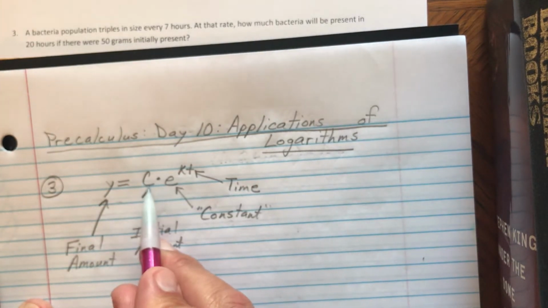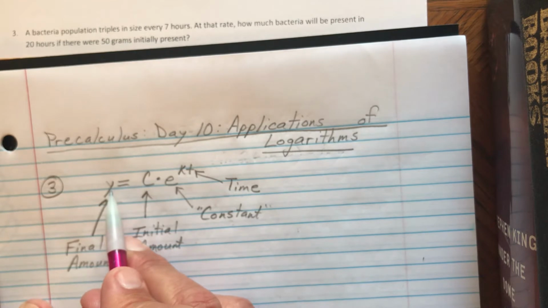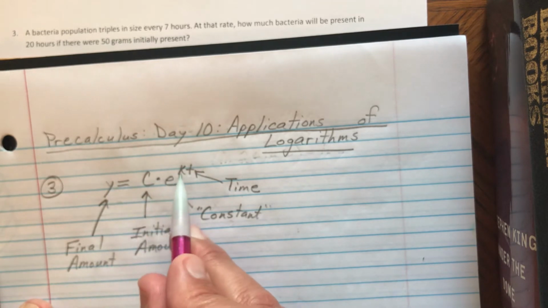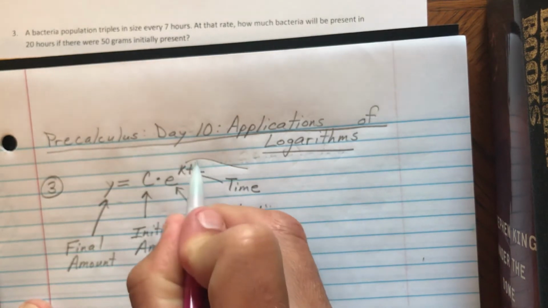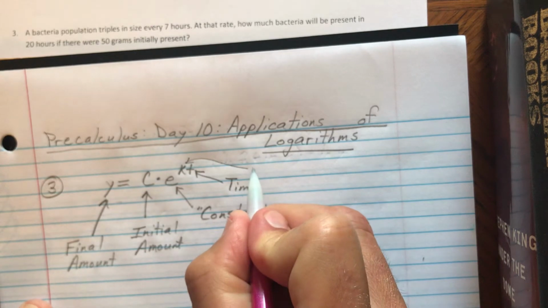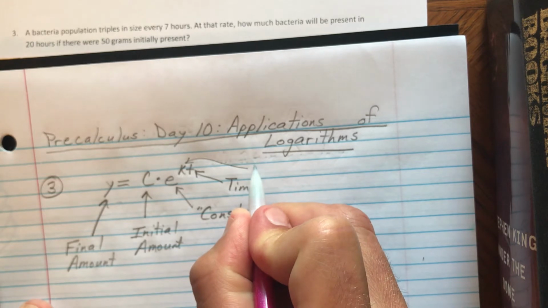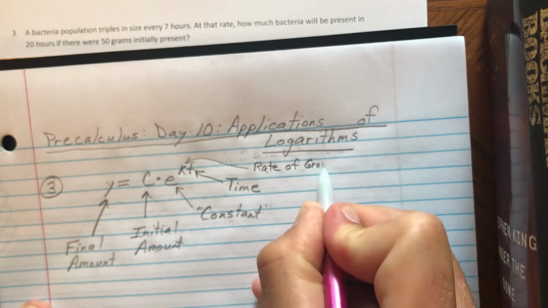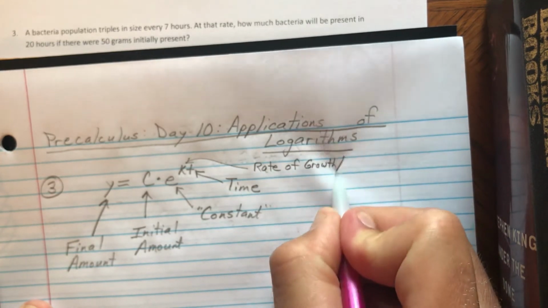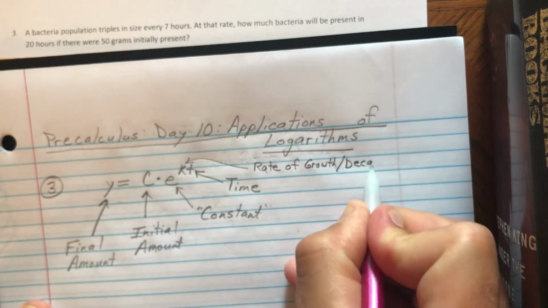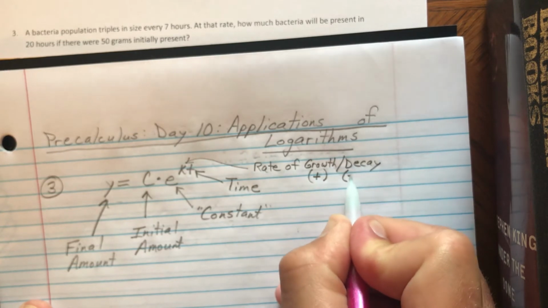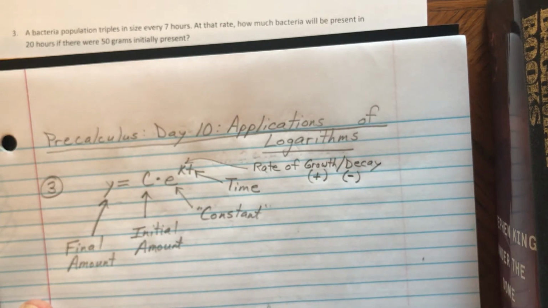Again, C is the initial amount of stuff. Y is the final amount of stuff. T is the time it takes for that initial to become that final. And K is kind of interesting. K is, I guess we'll call it, the rate of growth or decay. So if it's growth, K is going to be positive. If it's decay, K will be negative.